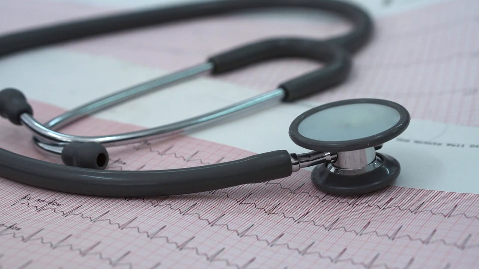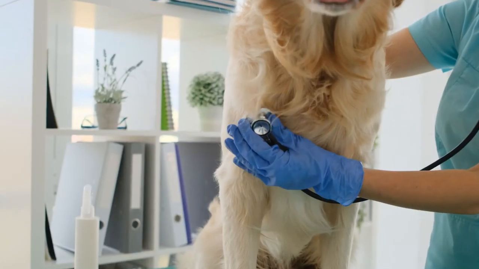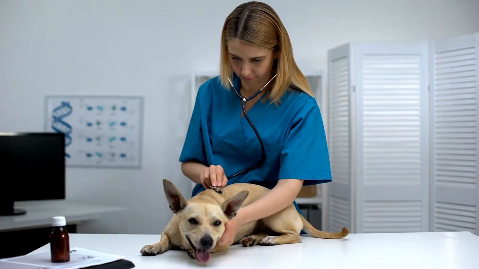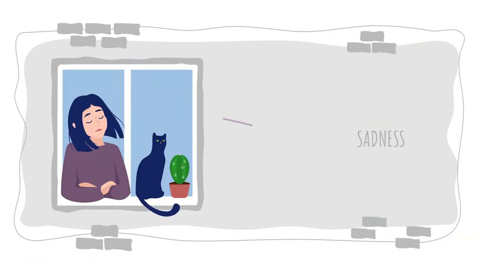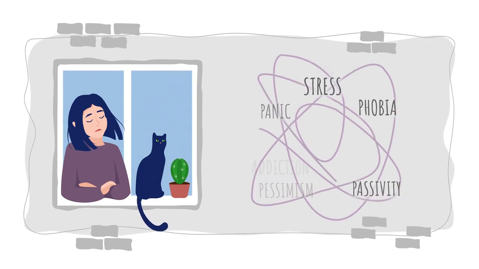3. Stethoscope. The stethoscope is a familiar tool you'll see during your veterinary visits. Veterinarians use it to listen to your pet's heart and lung sounds, allowing them to assess overall health and detect any abnormalities. This simple yet essential device aids in early detection and monitoring of various health conditions.